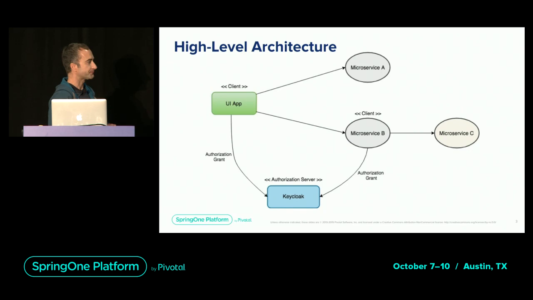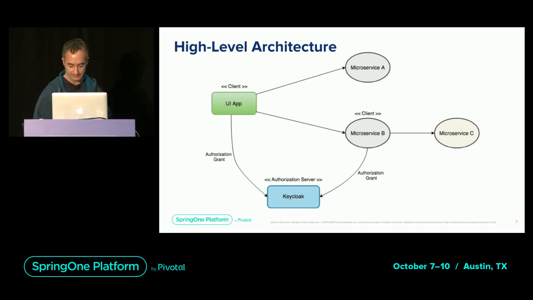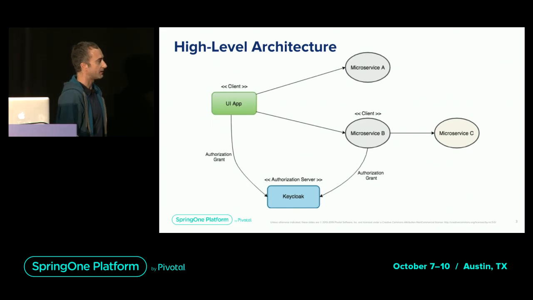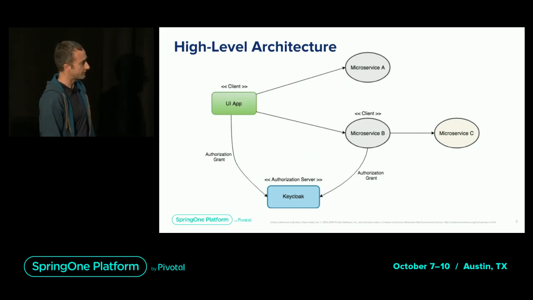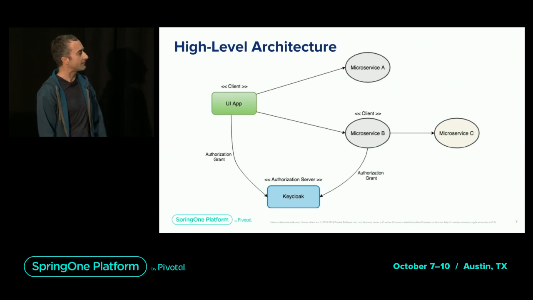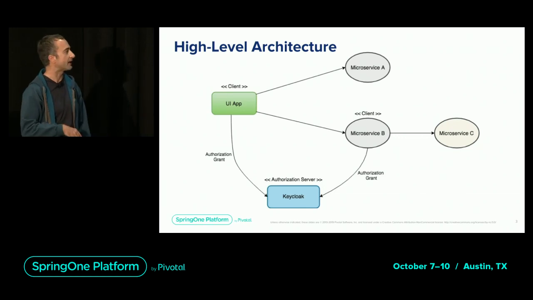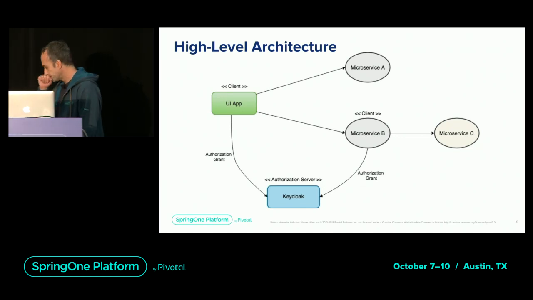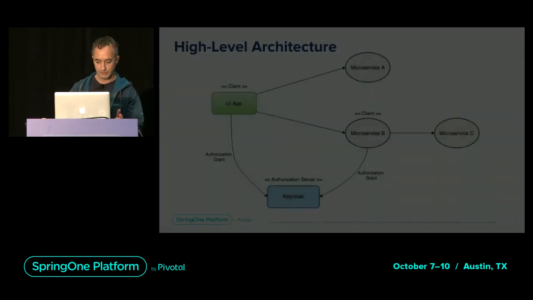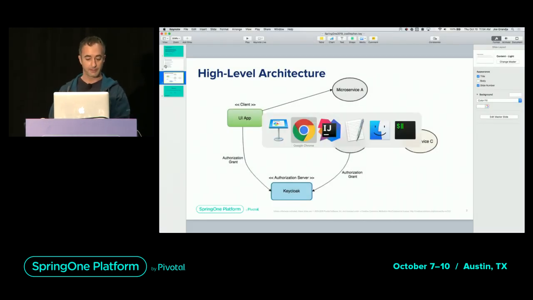Okay, so now that we have authentication, next is we're going to secure our resource servers. We're going to set up authorization, and we're going to set up a client on the UI app to ultimately obtain a token and pass that token and call Microservice A and Microservice B. So let's set that up. The first step is we're going to secure Microservice A.